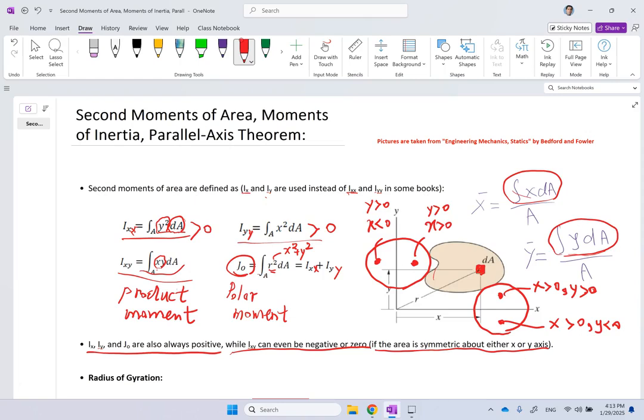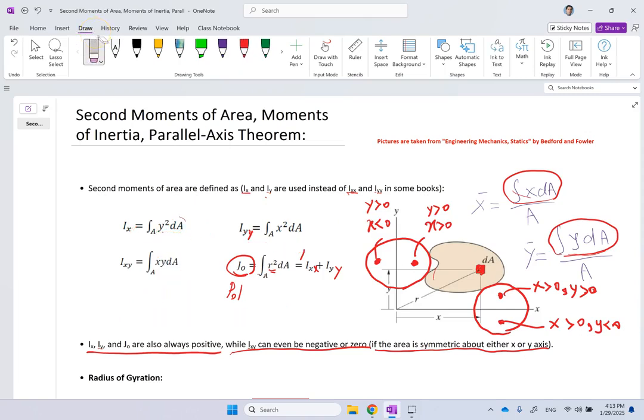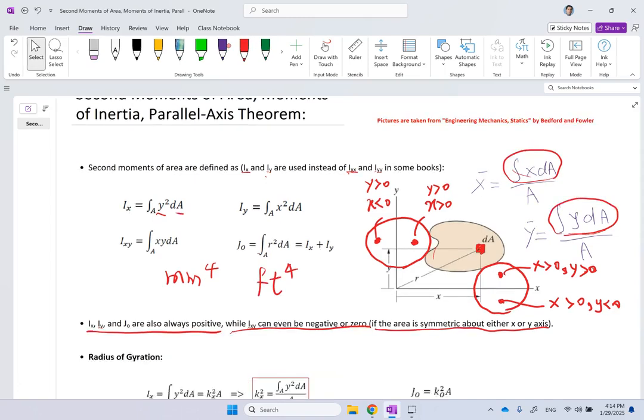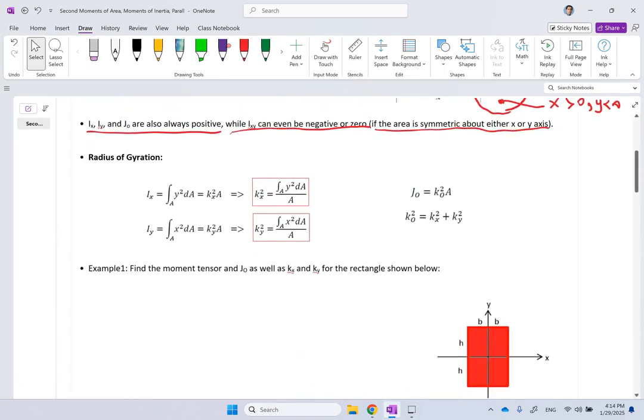What's the unit of them? Well, if you look at the units, for all of them it is the unit of length to the power 4, correct? Because what you have is a distance squared times an area. So the unit for all of these is something like meter to the 4, or millimeter to the 4, or feet to the 4, or inch to the 4, anything like that. Okay, that's the unit for second moments of area.